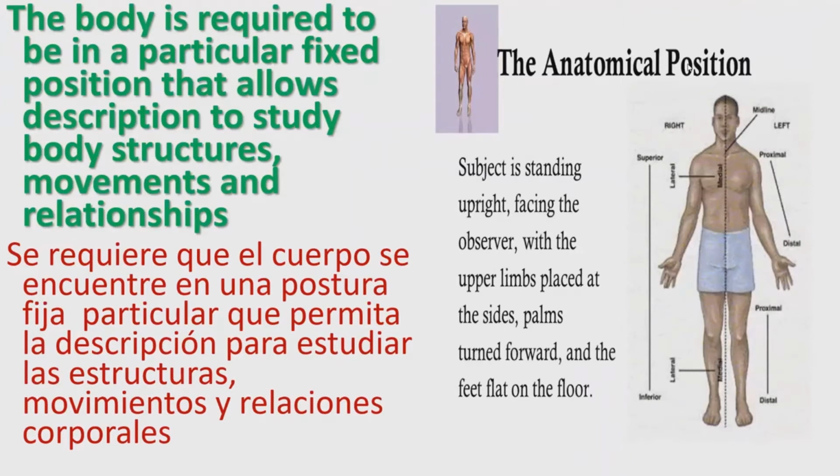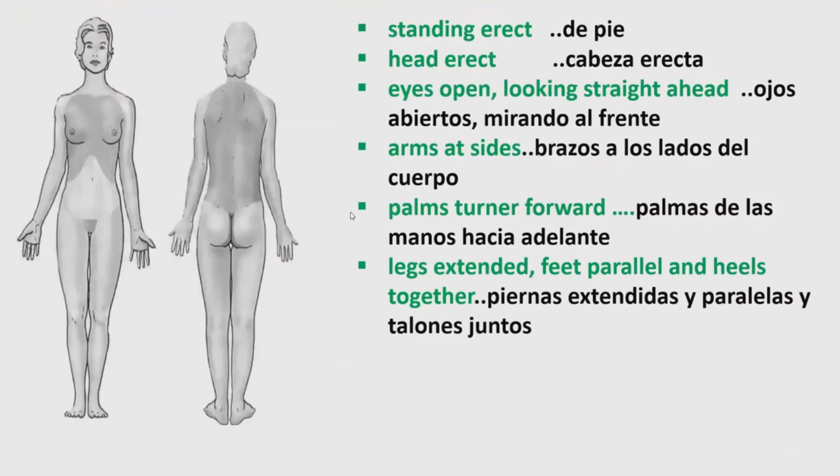Look at this, the anatomical position. The subject is standing upright, facing the observer, with the upper limbs placed at the sides, palms turned forward, and the feet flat on the floor. The anatomical position must be standing erect, head erect, eyes open, looking straight ahead, arms at the sides, palms turned forward, legs extended, feet parallel, and heels together.